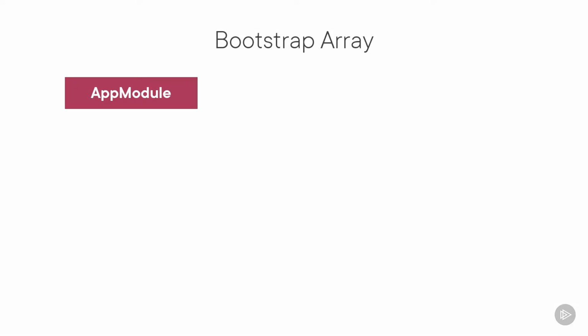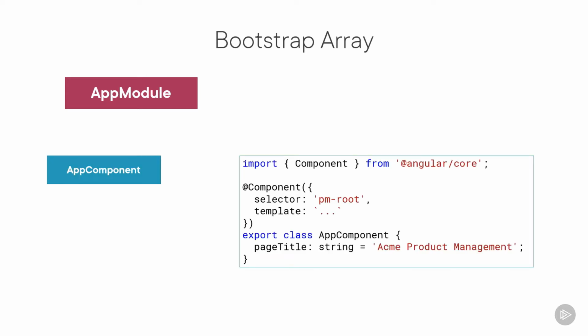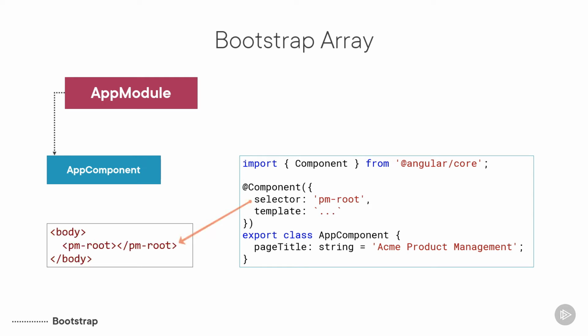As we have seen, every Angular application has at least one Angular module, called the root application module or app module. And an Angular application has at least one component, called the root application component or app component. The app module bootstraps the app component to provide the directive used in the index.html file. We covered the bootstrapping process in the Introduction to Components module earlier in this course.